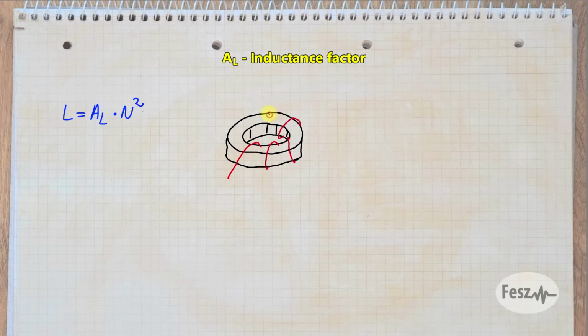Now, you could of course just make a single loop of wire, but usually it's a good practice to do this with multiple turns to make sure that the magnetic field is well distributed throughout the core.